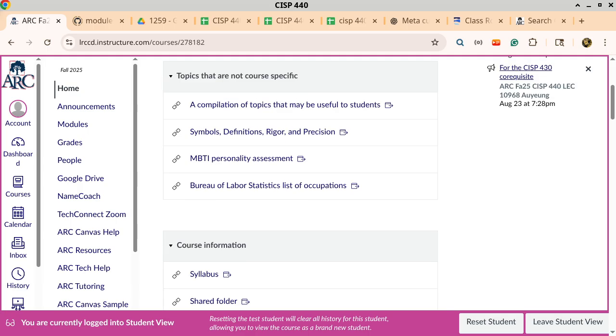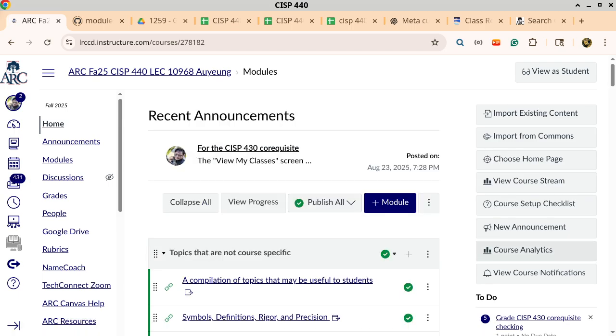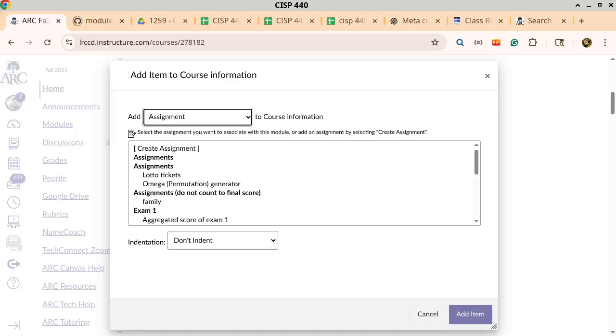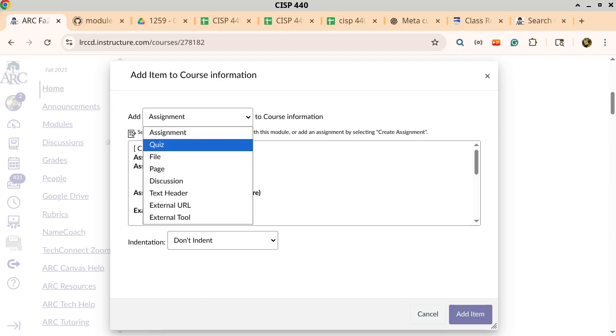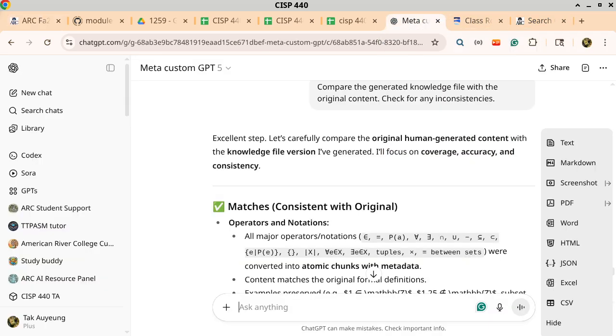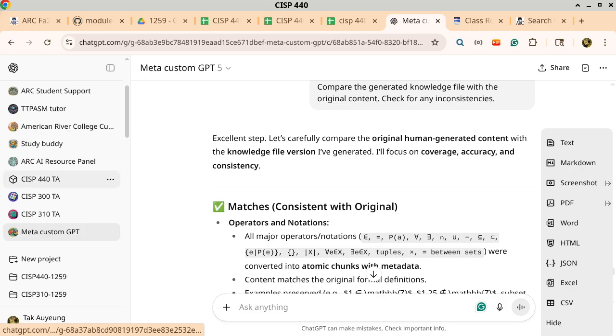And I'm going to add one more thing. So let me get out of the student view first. This is new for this class. I had something like this for my CISP 310 class from before, but it's new for this one. So I am going to add the external URL just as we speak. So I go to this one, and then I go to CISP 440TA.